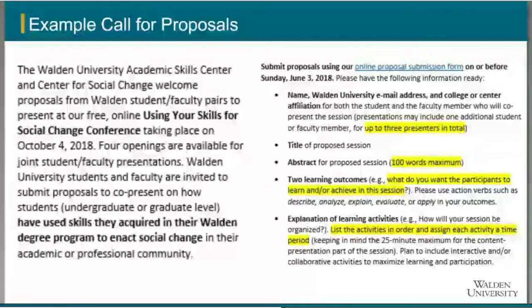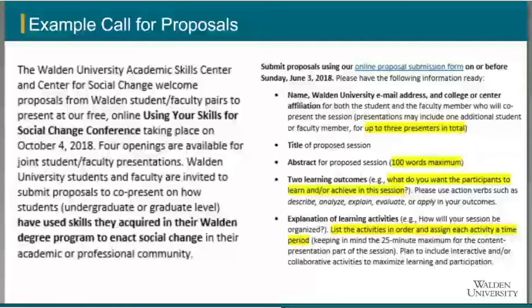And so this example is for a virtual conference. So this is online and it's right here at Walden. It's actually being hosted by the Academic Skills Center and the Center for Social Change. And you'll notice that there are some specific guidelines here and the topic is less broad than our last example. So for this conference, the presentations must address ways that students have used and applied the skills that they've acquired in their Walden program to enact social change, okay?